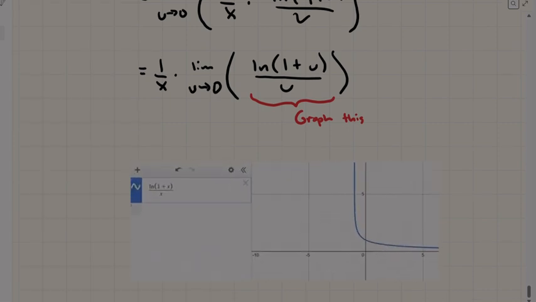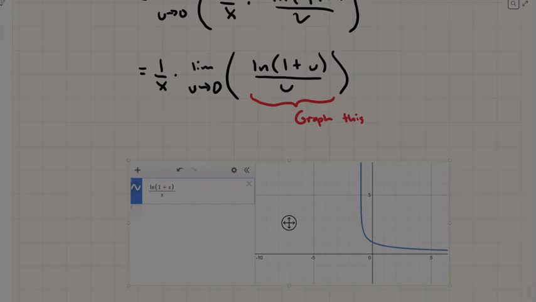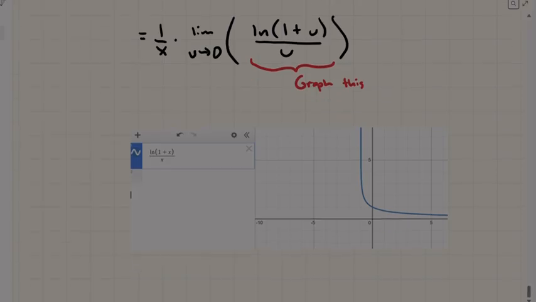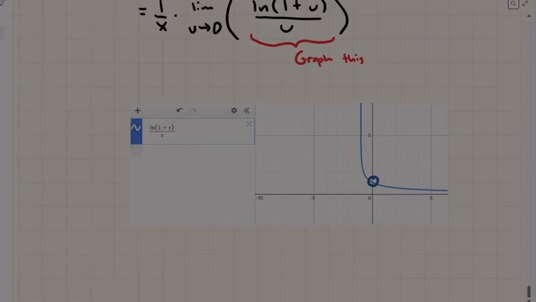And so we wanted to know what was the limit as u goes to 0 of ln 1 plus u over u? So I just graphed that using x instead of u. So we want to know, what is the value of y as x approaches 0? And it looks like it's approaching 1.